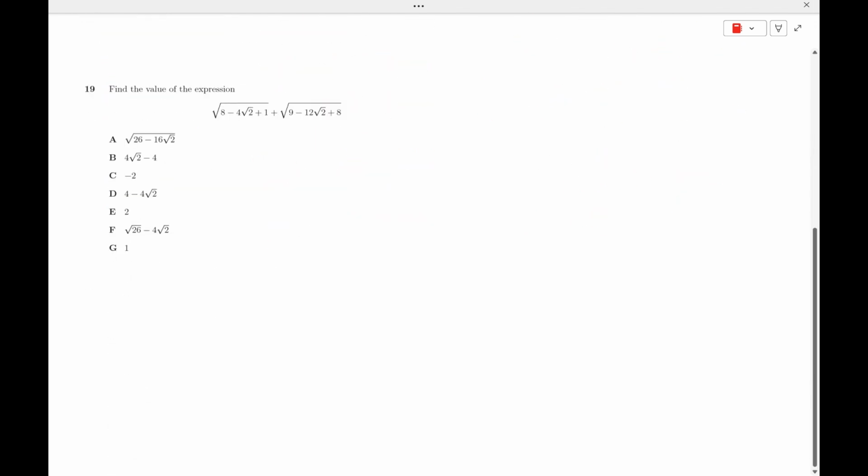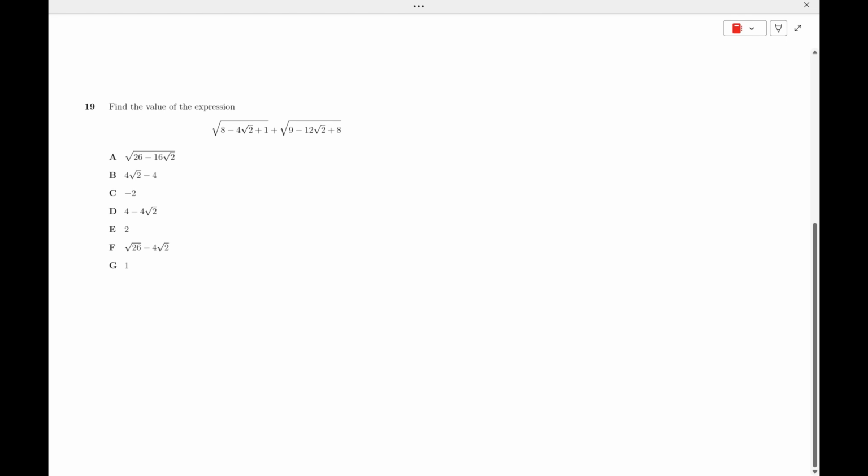Now, the first way I tried to do this was by thinking, well, why have they written it as 8 and 1 separately? Why not just write 9 minus 4 root 2? Because these questions are so contrived, I thought it must be something to do with that. And then I thought, well, we've got 2 options that are integers. Maybe what's in this square root is actually the result of something squared. So let's call that first one 1, call that 2.